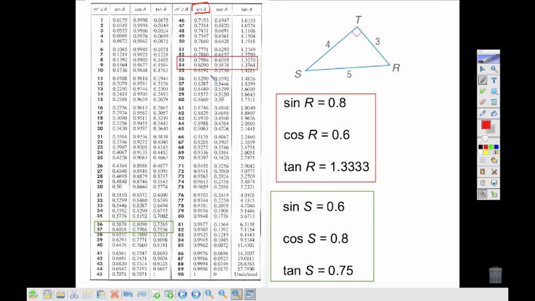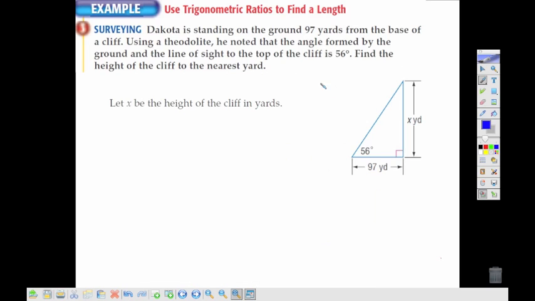Those are all starting with 0.7. So we need to keep some accuracy so that we can find the correct angle. In this problem, we have somebody standing on the ground looking up. And the important part is we've already got a right triangle here. He's looking up using this tool, measuring a 56-degree angle. We want to find the height of the cliff.